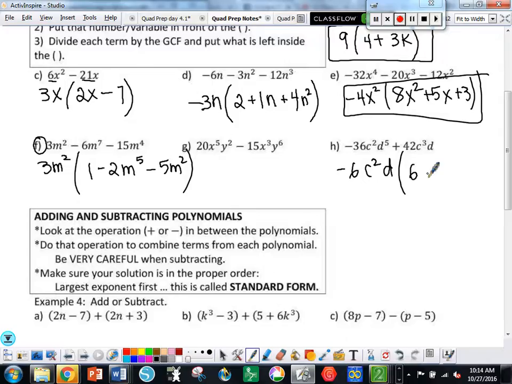The C's are gone. How many D's are left? D's of 4. Is that okay? That was fast. Looking at the next term, 42 divided by a negative 6 is a negative 7. How many C's are left? How many D's? None. Done. Okay, cool.